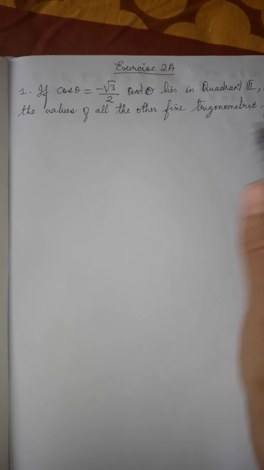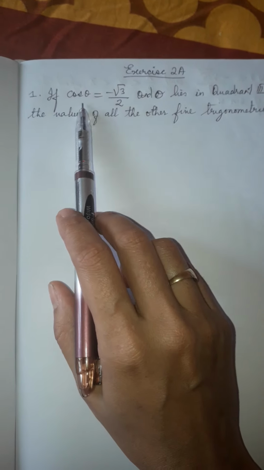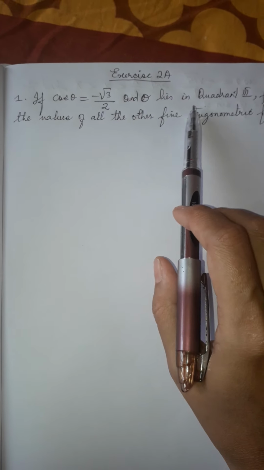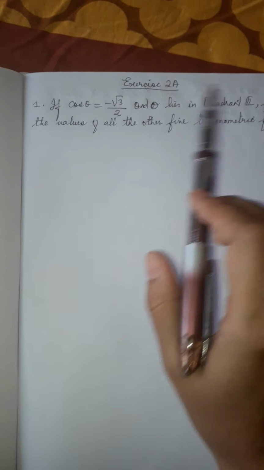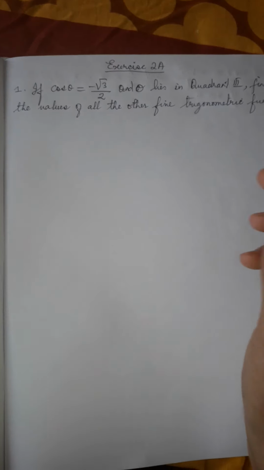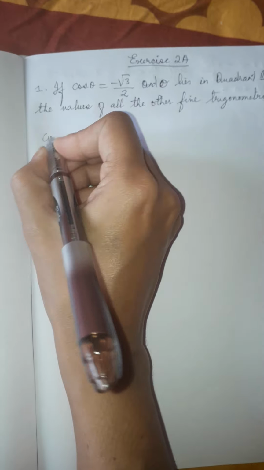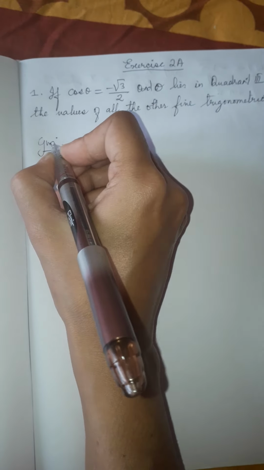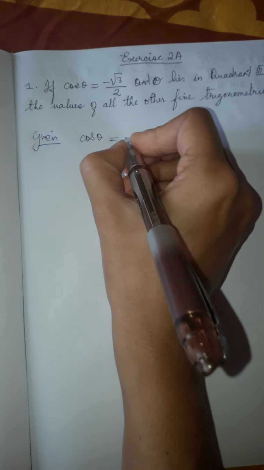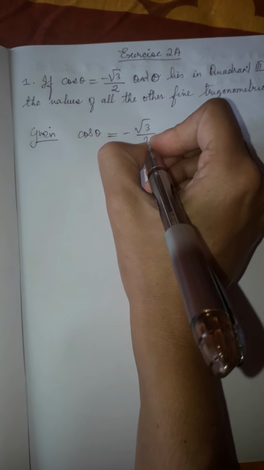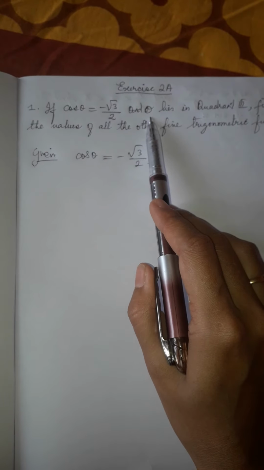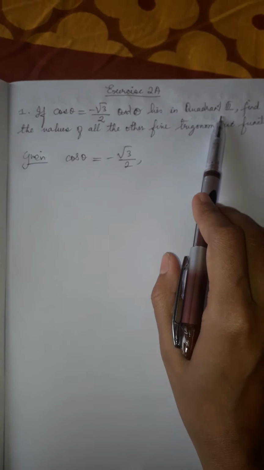Let us solve a problem. If cos theta equal to minus root 3 by 2 and theta lies in quadrant 3, find the value of all the other 5 trigonometric ratios. So here what we are given is that cos theta equals minus root 3 by 2, and also we know that theta, this angle, lies in the third quadrant.